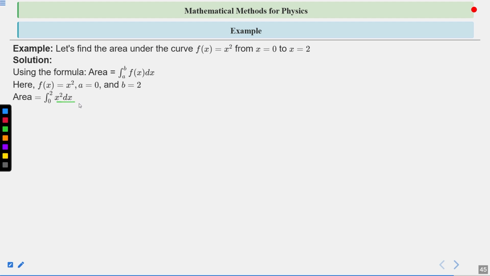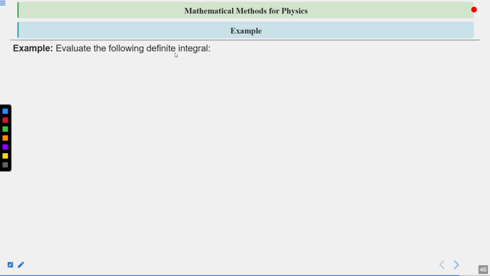So what will be the integration of x square? It will be x cube divided by 3, with initial limit 0 and final limit 2. So putting the value, it will be 2 raised to the power 3 divided by 3 minus 0 raised to the power 3 divided by 3. So 8 by 3 minus 0. So the final answer is 8 by 3 square units. I hope this is clear. This is very simple and all the formulas are very important.